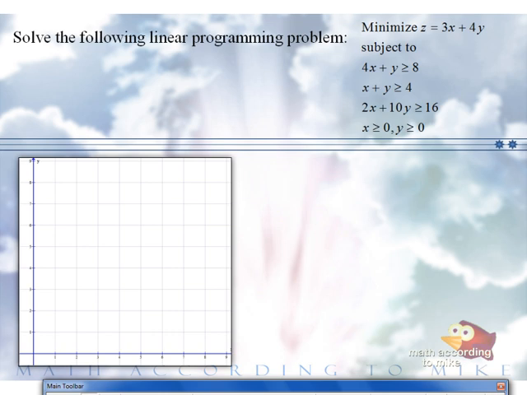So remember, to solve a linear programming problem using the corner point method, the first thing we've got to do is find the corner points. That's step one. But to find the corner points, we have to graph it and figure out where the lines and intersections are. So our first one, 4x plus y, we're going to graph 4x plus y equals 8.